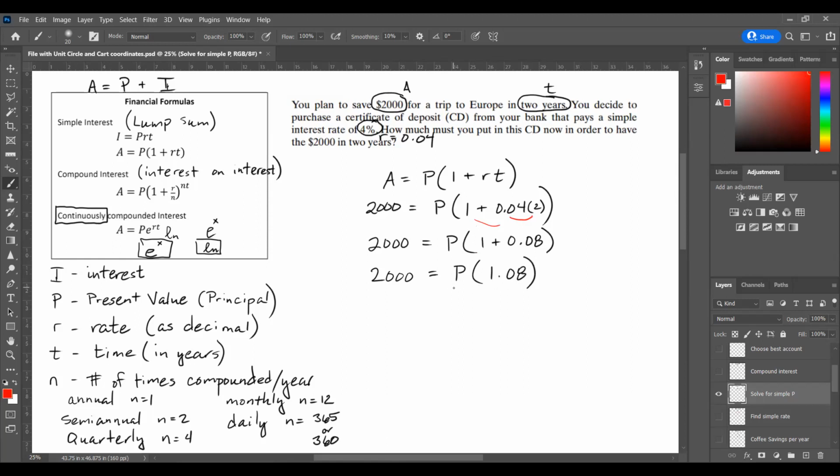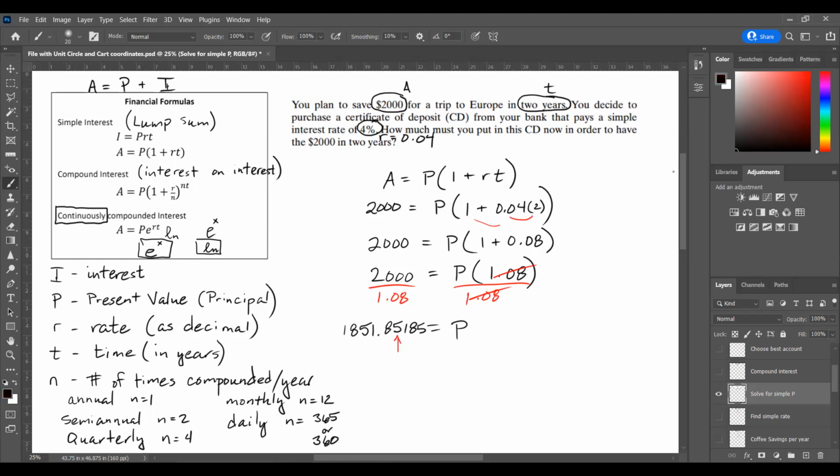I need to now divide both sides by 1.08, reversing the multiplication that is being done on the right. 1.08 divided by 1.08 is 1. So I'm left with 1P. And 2000 divided by 1.08 is 1851.8518 and so on. Now, in monetary terms, we end with cents.